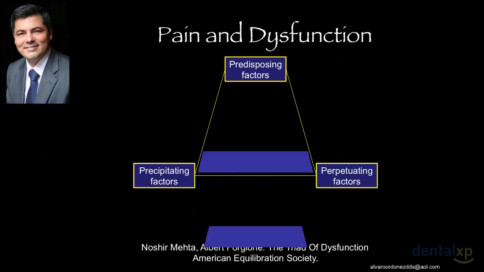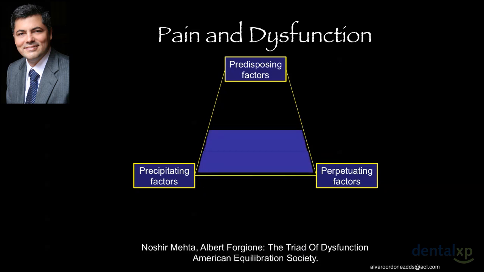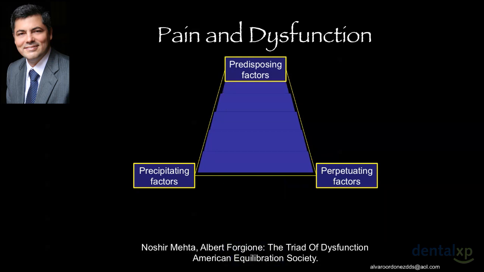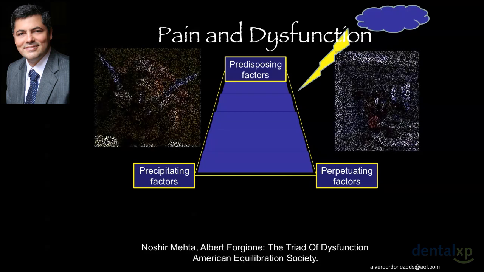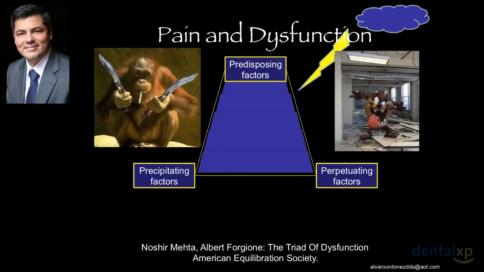The pain and dysfunction happens when three factors come together. Anytime that we have predisposing factors, precipitating factors, and perpetuating factors, we're going to have pain and dysfunction. And it's very important to understand that we break the cycle by breaking the factors. If we eliminate those predisposing factors, or the precipitating factor, or all the factors mentioned before, we're going to be able to bring that patient back to normal function.